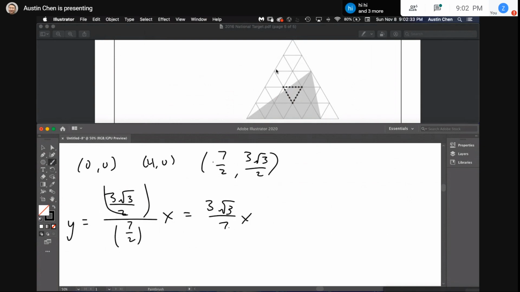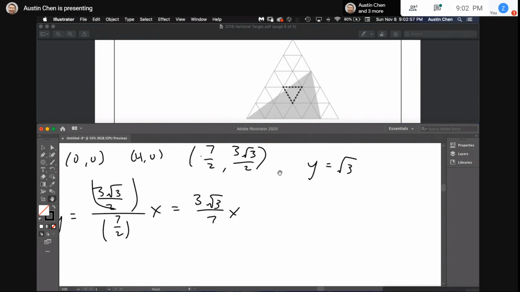And then what are the equations of these lines? This horizontal line is just y equals root 3, because it's at the y equals root 3 horizontal line. Okay, and what's the equation of this line?